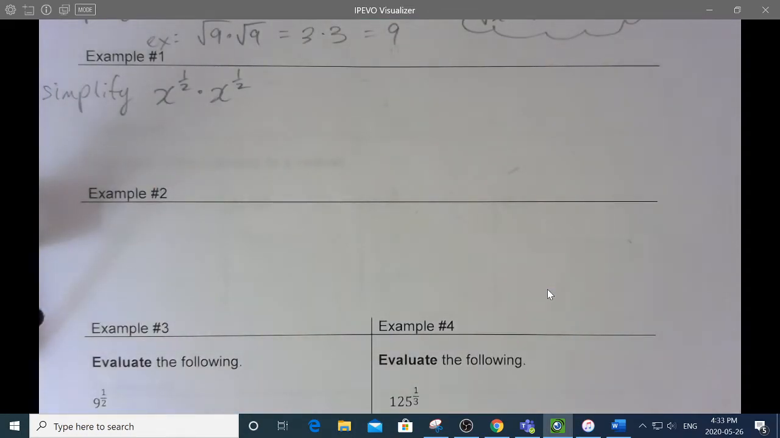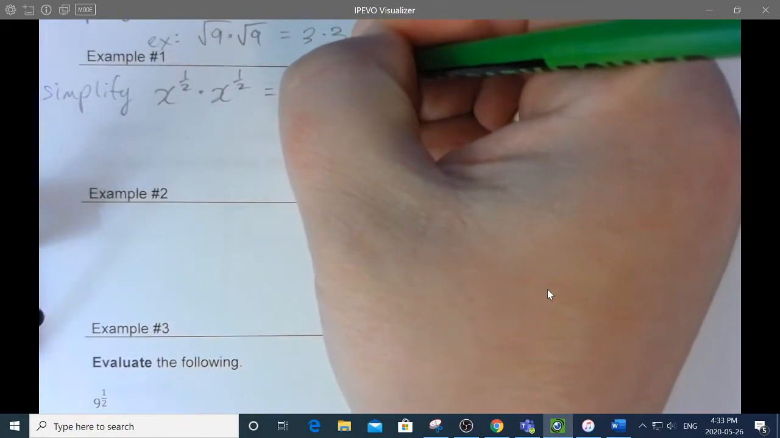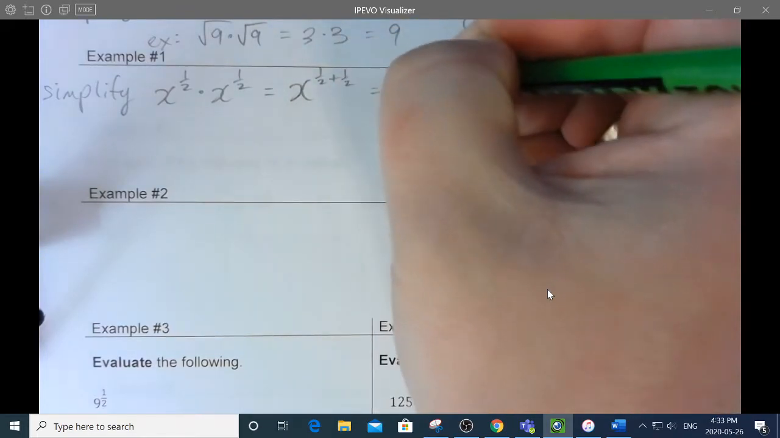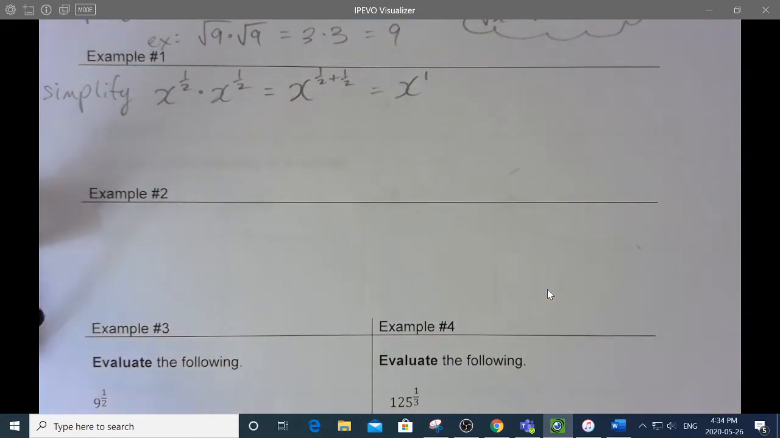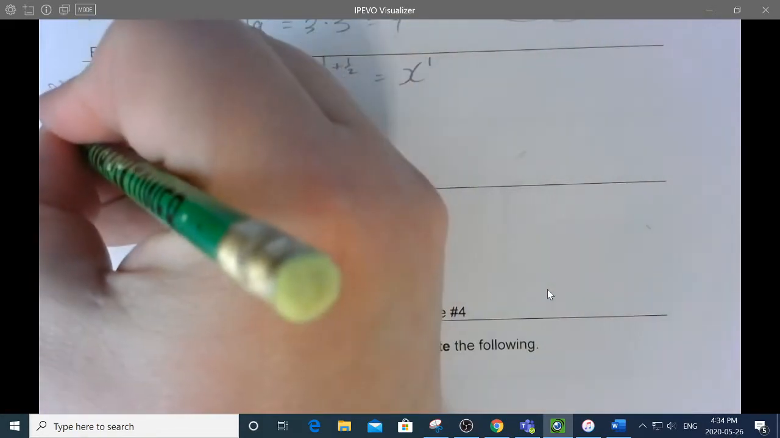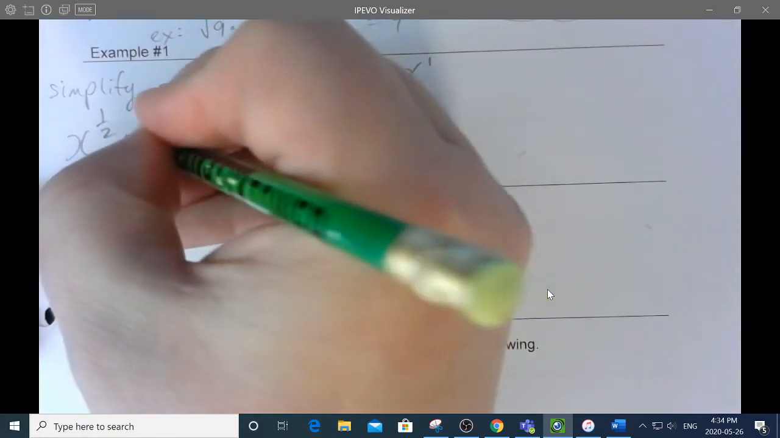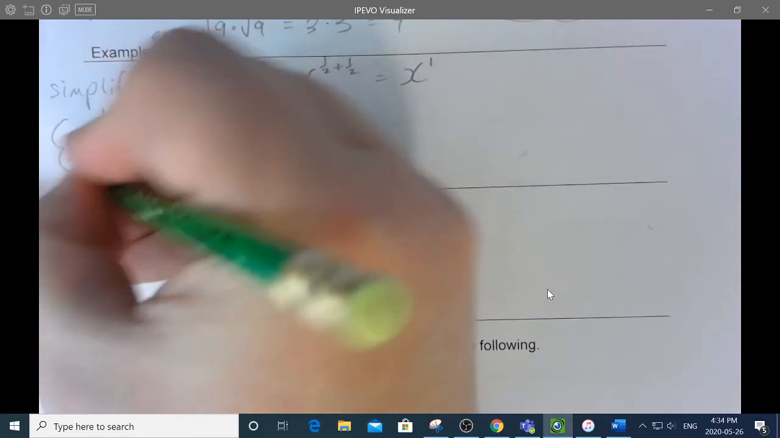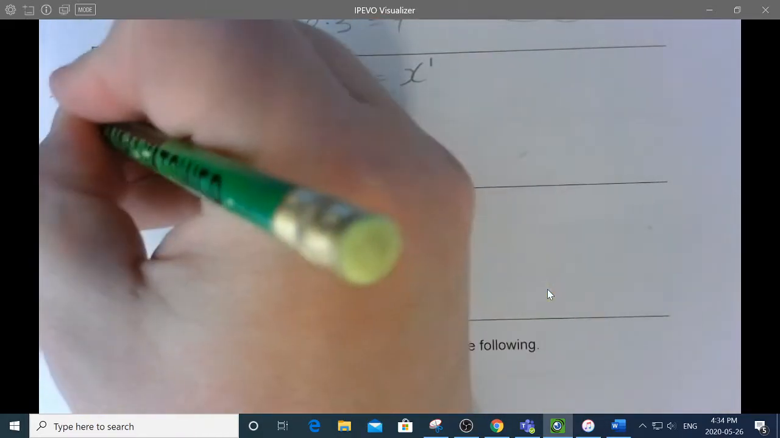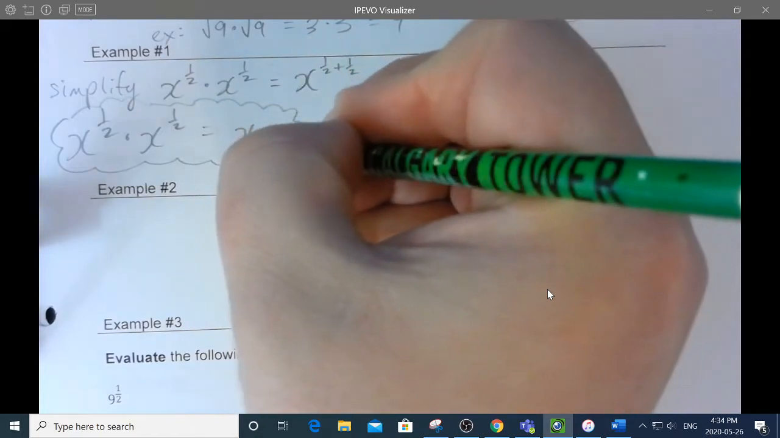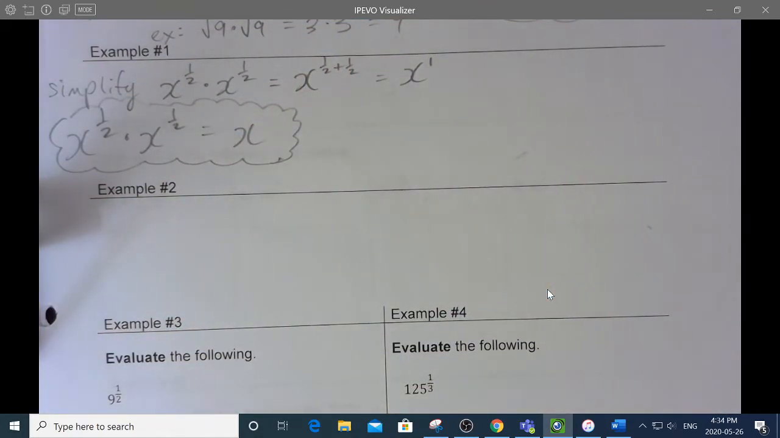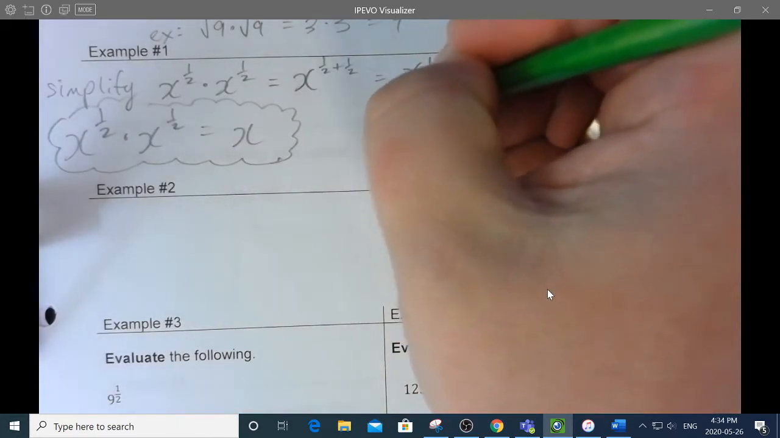Okay, so apply it now. What's a half plus a half? And if anybody just said a quarter, give yourself a good hard slap, because a half plus a half is 1. So therefore, x to the 1/2 times x to the 1/2 is equal to x. And from this, we can make a conclusion.